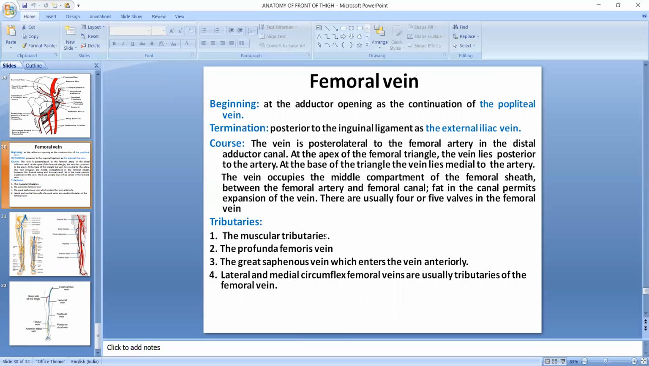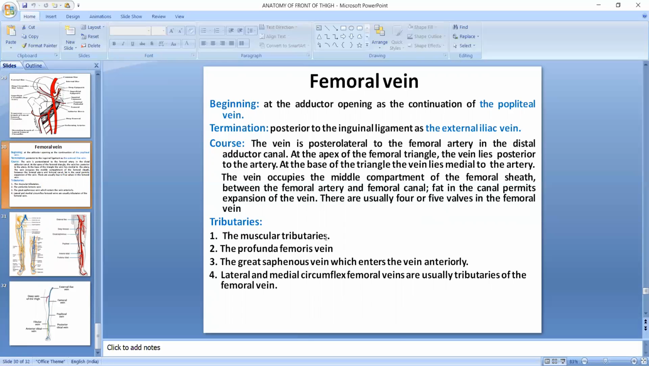Femoral vein: it begins at the adductor opening as the continuation of the popliteal vein. Termination: posterior to the inguinal ligament as the external iliac vein. The vein is posterolateral to the femoral artery in the distal adductor canal. At the apex of the femoral triangle, the vein lies posterior to the artery. At the base of the triangle, the vein lies medial to the artery. The vein occupies the medial compartment of the femoral sheath between the femoral artery and the femoral canal. Fat in the canal permits the expansion of the vein.